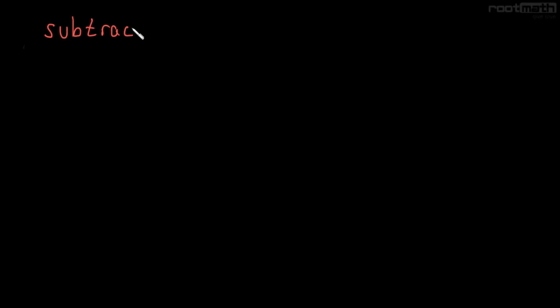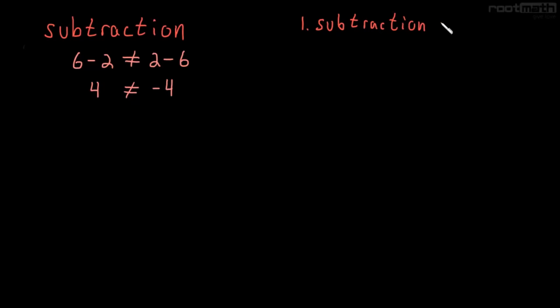I want to talk to you about subtraction. Subtraction is kind of nasty. It doesn't have very many good properties that we like. For instance, 6 minus 2 is not equal to 2 minus 6. Why? Because 6 minus 2 is 4, and 2 minus 6 is negative 4. So obviously 4 is not equal to negative 4. So subtraction is not commutative.